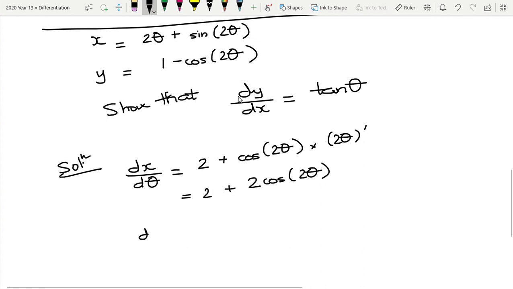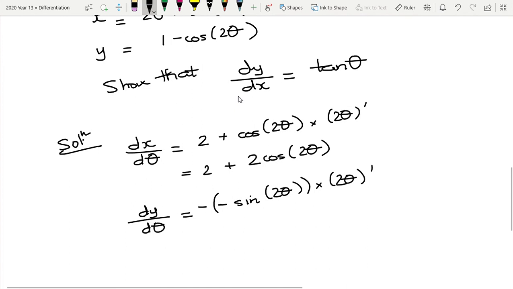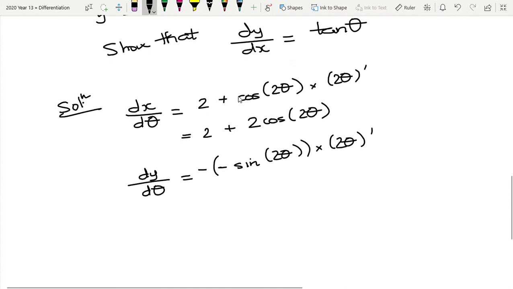Now I'm going to find dy over d theta. For dy over d theta, 1 will become 0 when I differentiate. The minus belongs to cos, so I have minus sine, because cos becomes minus sine 2 theta, and then I times 2 theta dash. There you go. So I have sine 2 theta times 2.